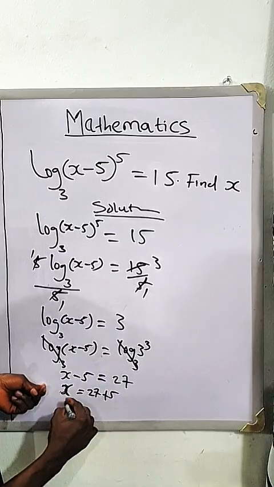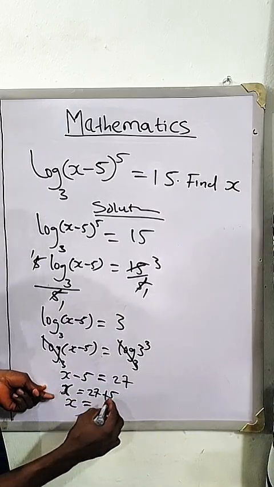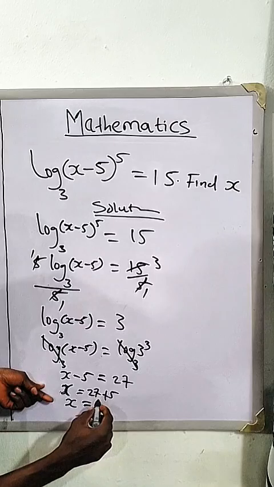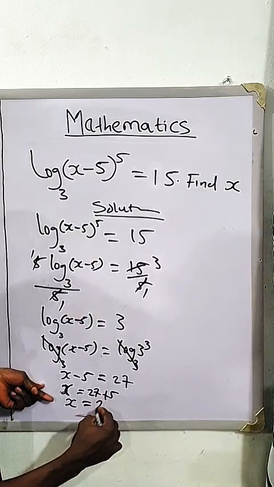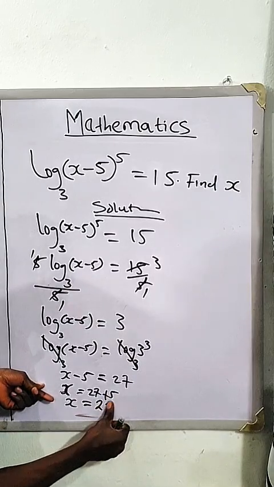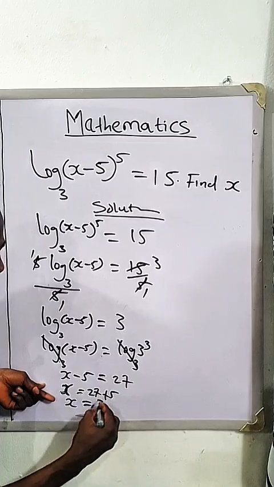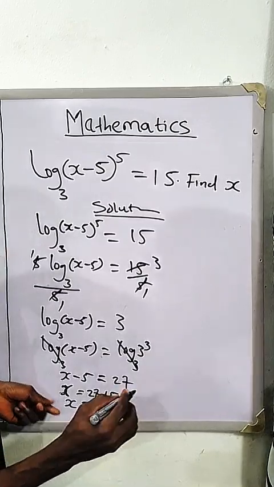plus 5. x is equal to 27 plus 5, which is 32. x is equal to 32. As simple as that.